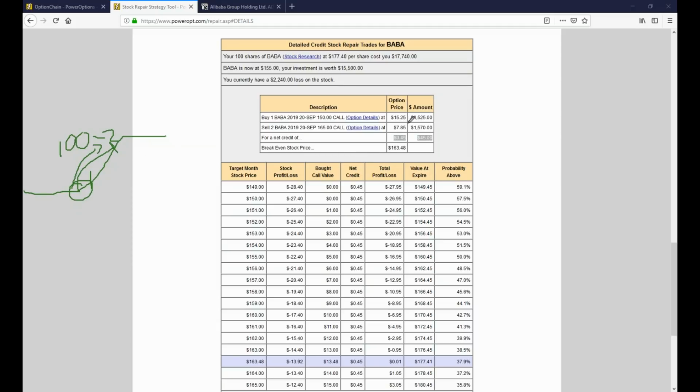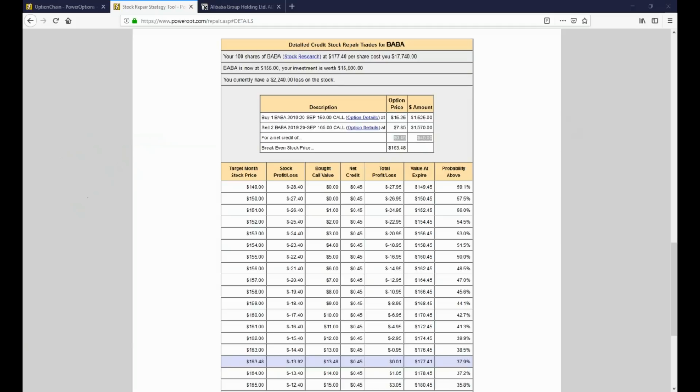So if the stock here was at 163.48, what happens? Well, we still have about a $13.92 loss on our cost basis of 177.50. But the 150 call would be worth 13.48. The two short calls would expire, and we keep the 45 cents. So now we're effectively back to break even because the value of this long call helped us get back faster. That call and the bull call debit spread that we got for a credit. Okay, that's the ratio call spread, the stock repair.